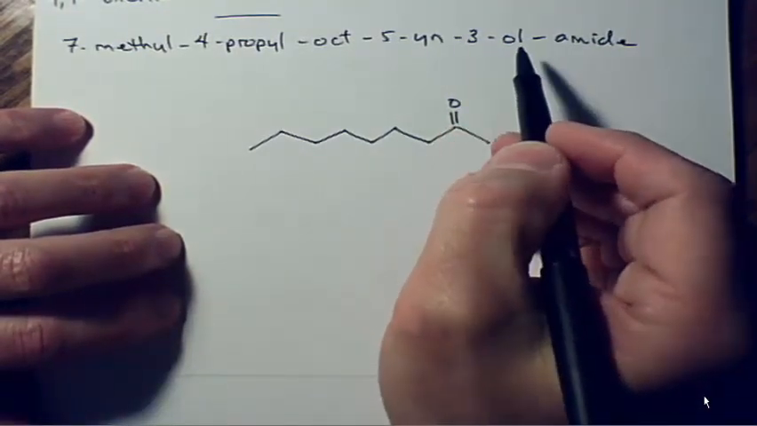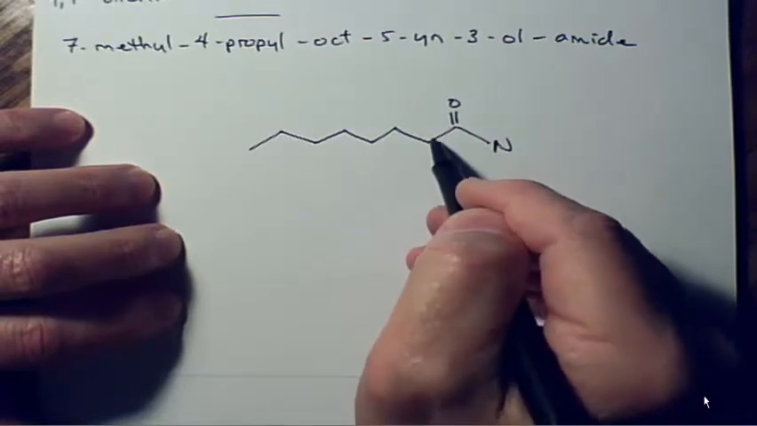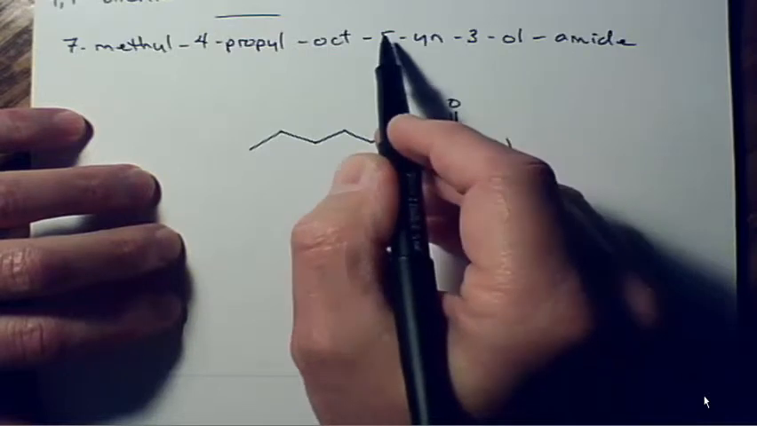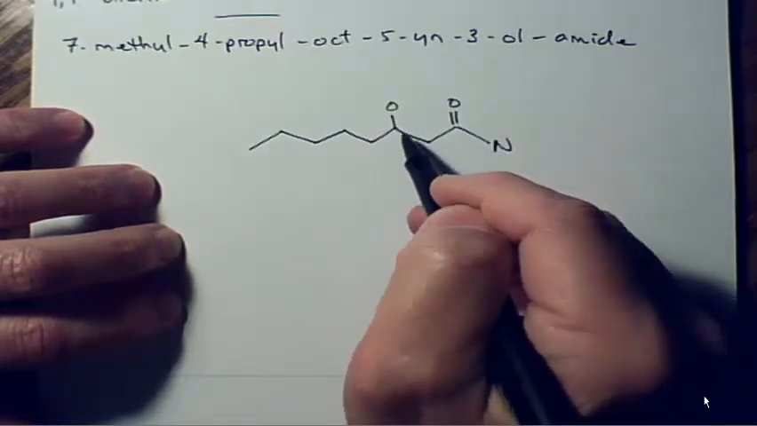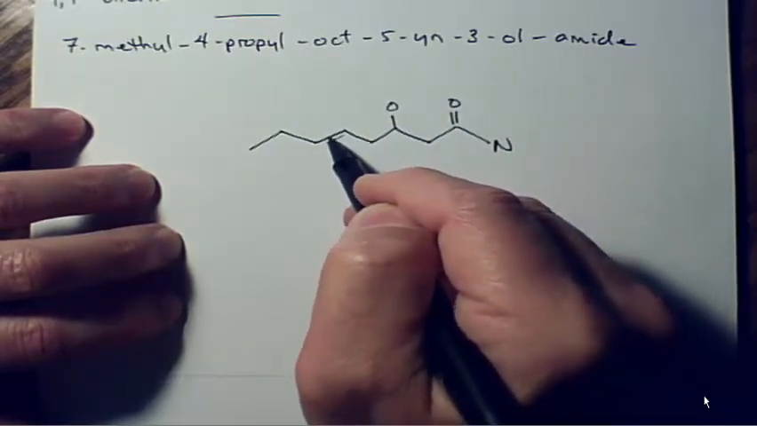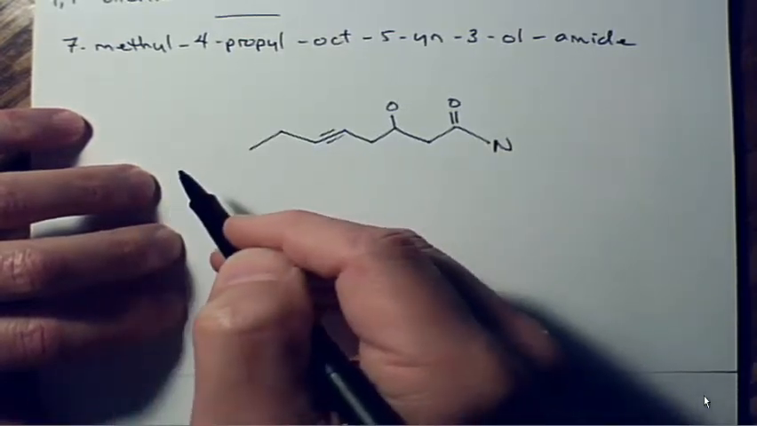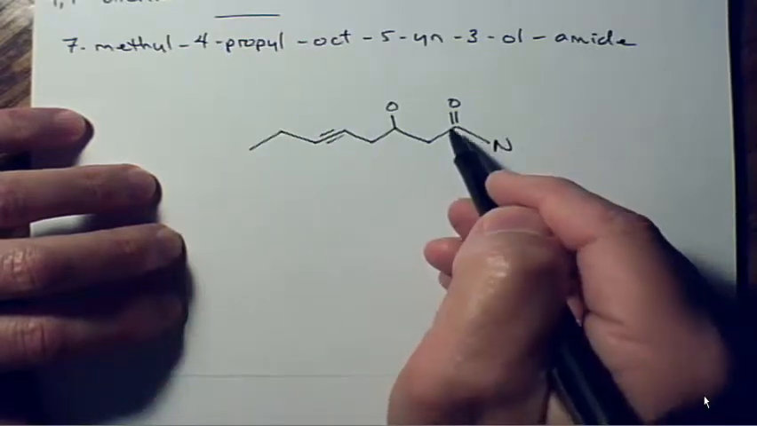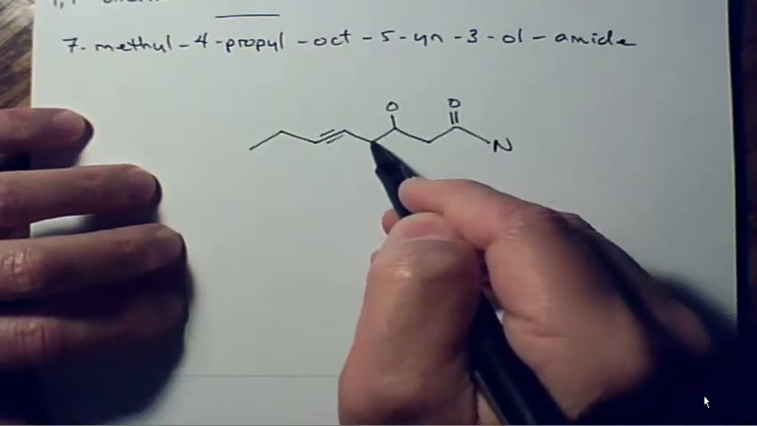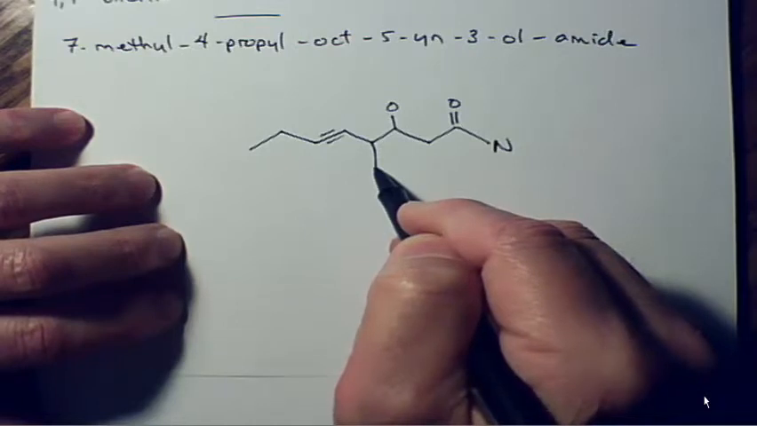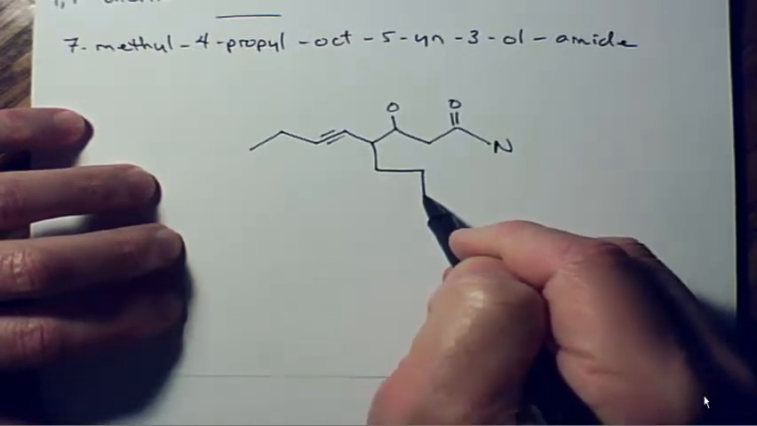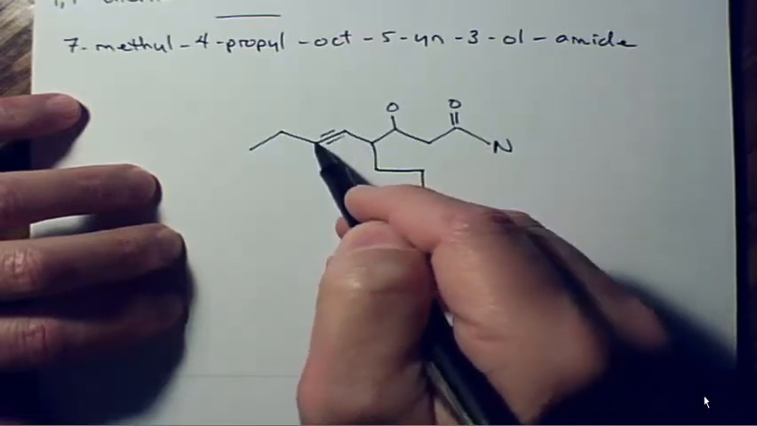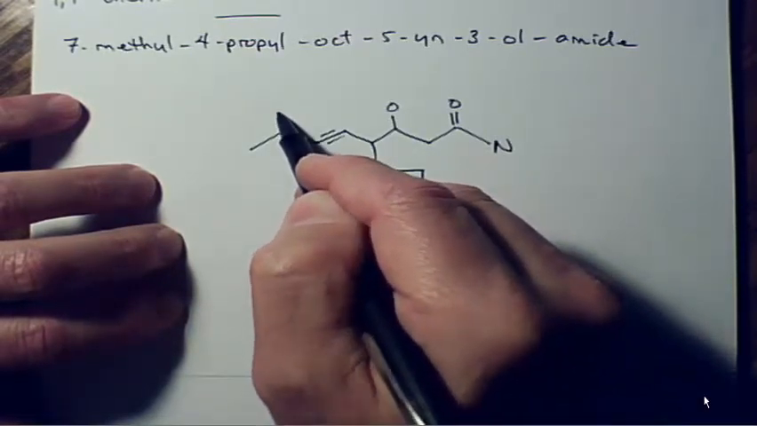Let's see then. On number 3 is an alcohol. 1, 2, 3. There's the alcohol group. On number 5 is a triple bond. So 1, 2, 3, 4, 5. Okay. On number 4 is a propyl group. 1, 2, 3, 4. There's meth, eth, prop. And on 7 is a methyl. 1, 2, 3, 4, 5, 6, 7. There's a methyl group right there.